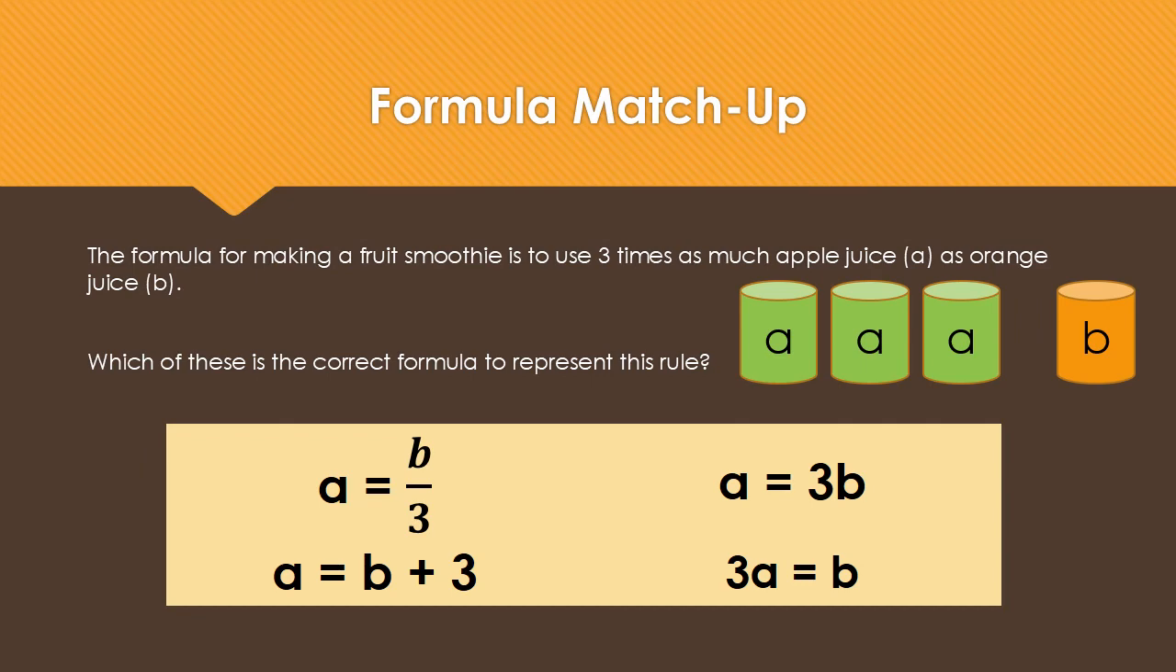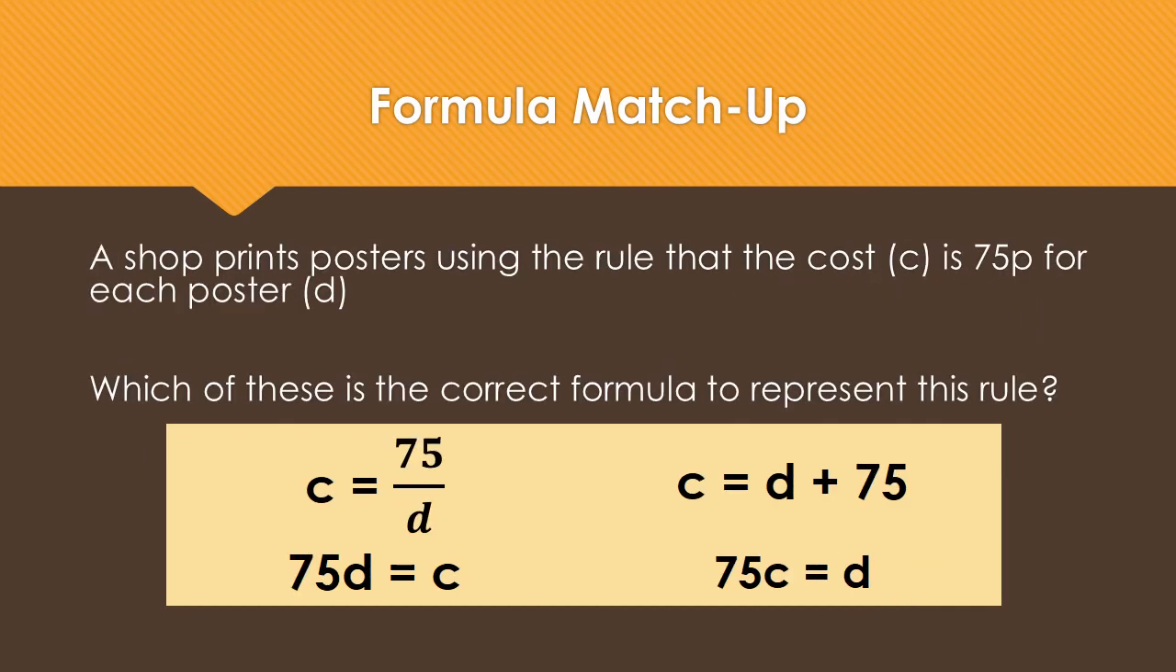Excellent. So the correct answer there is 3A equals B. We can see we've got 3 lots of A, so 3 times A equals B. Let's have a go with another one.